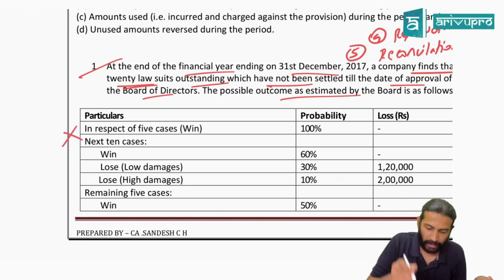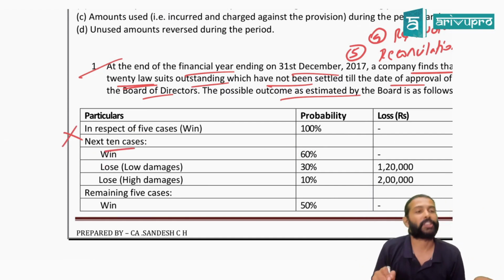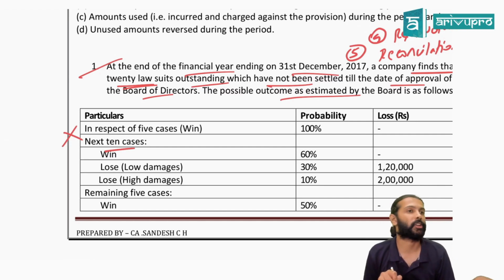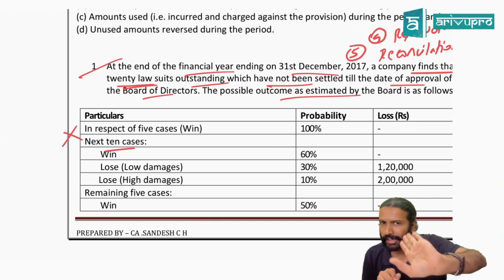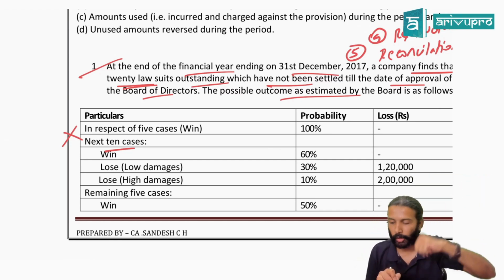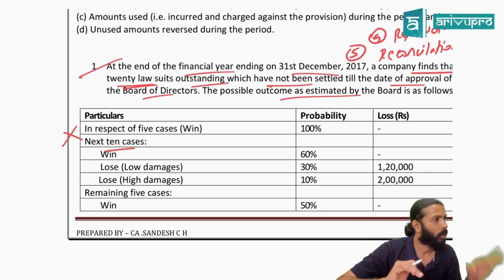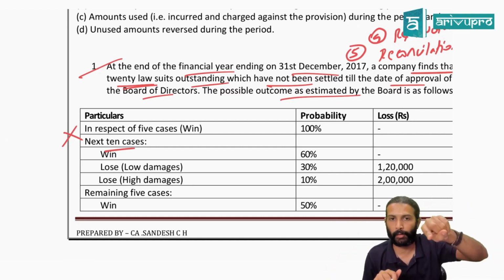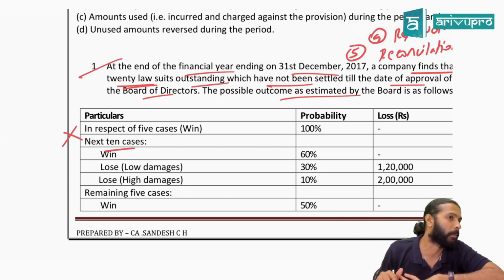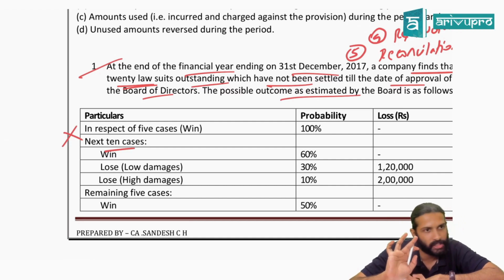No. Next 10 cases. Win percentage is how much, sir? 60%. That means what is loss percentage? 40. That means there is a 40% chance that you will lose the case and pay the money. If there is a 40% chance of paying the money, is it probable or possible? Possible. If it is a possible obligation, then will you make a provision or disclose it as contingent liability? Disclose it as contingent liability. Got it? Yes, everybody.